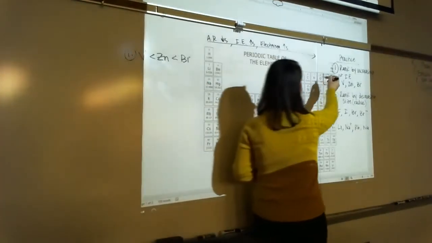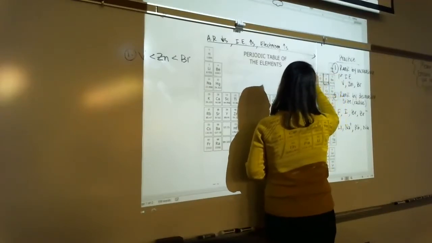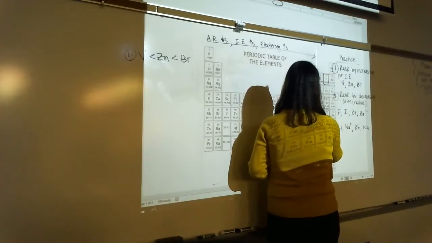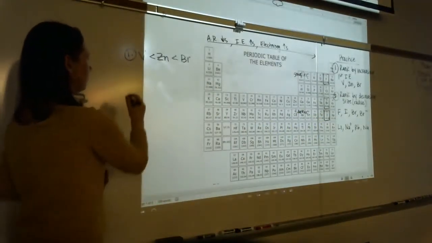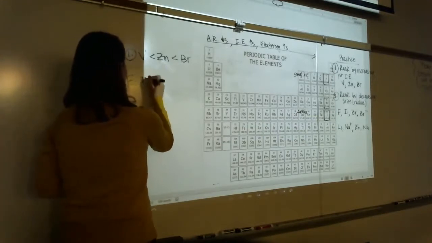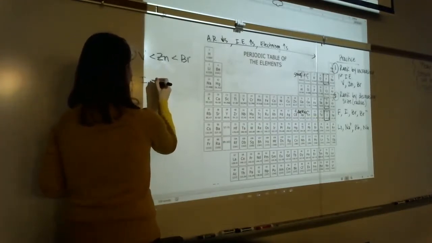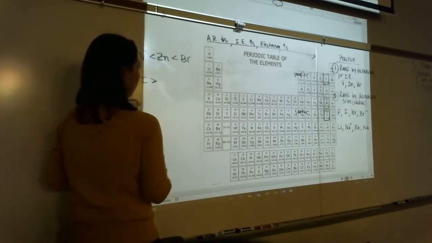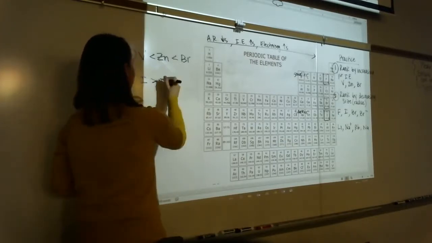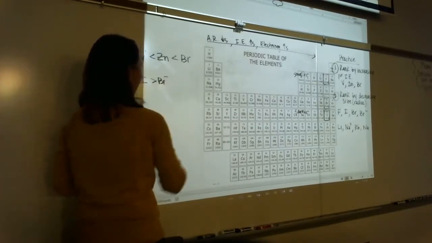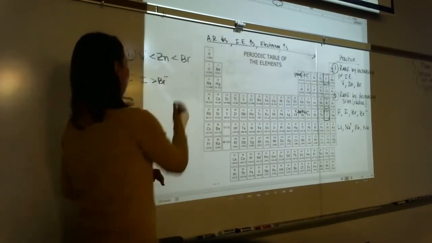These guys up here, are they smaller or bigger? These are smaller, and these are larger, all right? So who is the biggest since we're doing it by decreasing size? Iodine. Iodine's first, and then who's next? Bromine. Are you sure? Bromide, right. Bromide is greater than bromine.